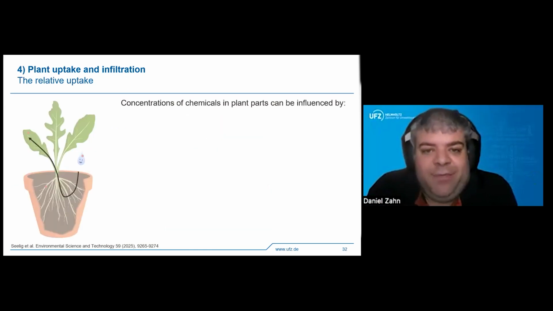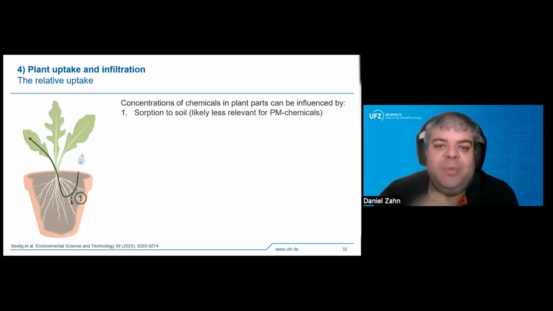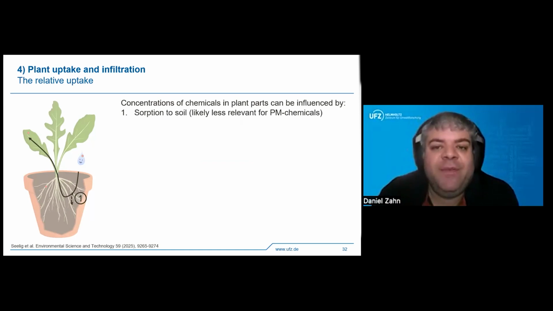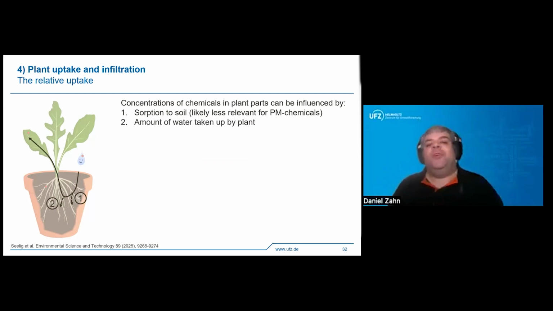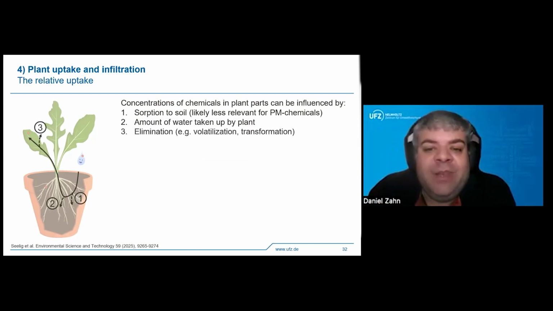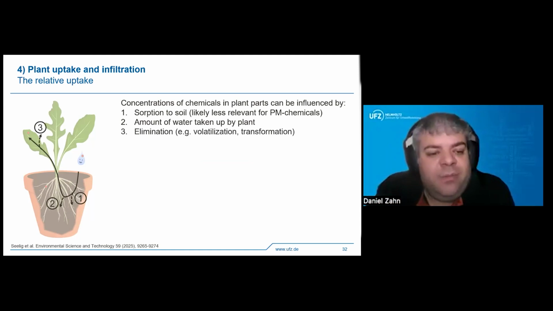Let's have a look at the plant uptake first. When you irrigate plants with water containing chemicals, there are several factors that may influence the concentration in the plant ultimately. You have, of course, sorption to soil, which is likely less relevant for many of the PM chemicals we are investigating. We always have the question how much of the water containing the chemicals is actually taken up by the plant, which can hugely vary with experimental time. And we have the potential of elimination of chemicals, either through volatilization, which is also less likely in this study because none of the chemicals we use is especially volatile. And there's, of course, potential for transformation in a plant.